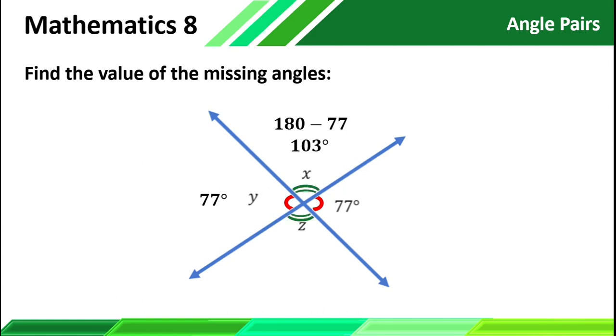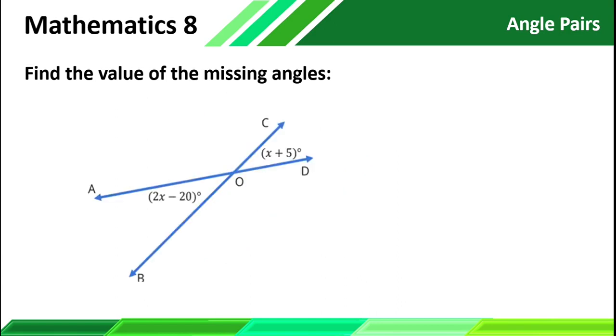And we know that angle X and angle Z are vertical angles. Therefore, if angle X measures 103 degrees, angle Z also measures 103 degrees. Next, let's have the next figure. We have here angle AOB and angle COD. We know that angle AOB and angle COD are vertical angles.